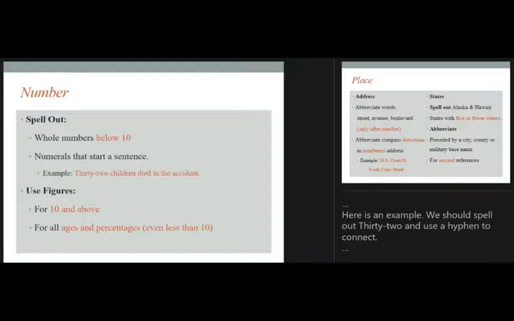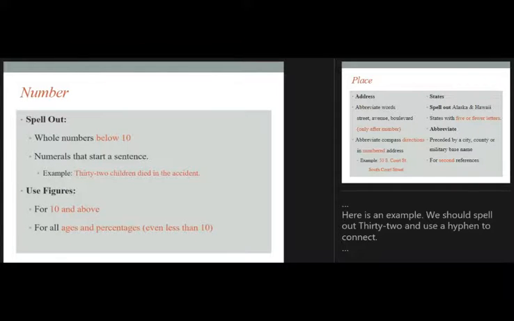First, I will introduce how to write numbers. We should spell out the whole number below 10 and the numerals that start a sentence. For example, 32 children died in the accident. We should spell out 32 and use a hyphen to connect. And we should use figures for 10 and above, and all age and percentage and the time.